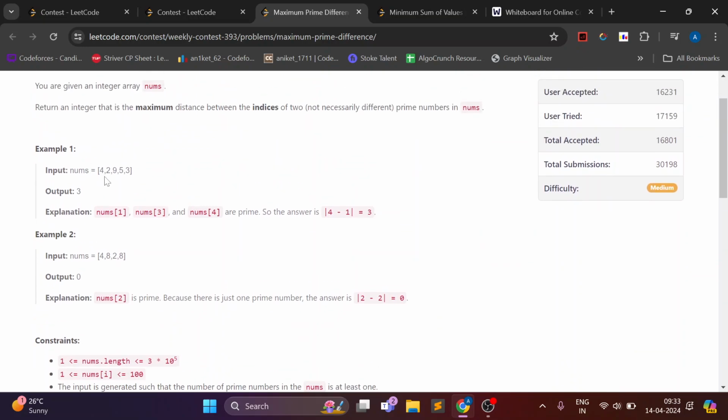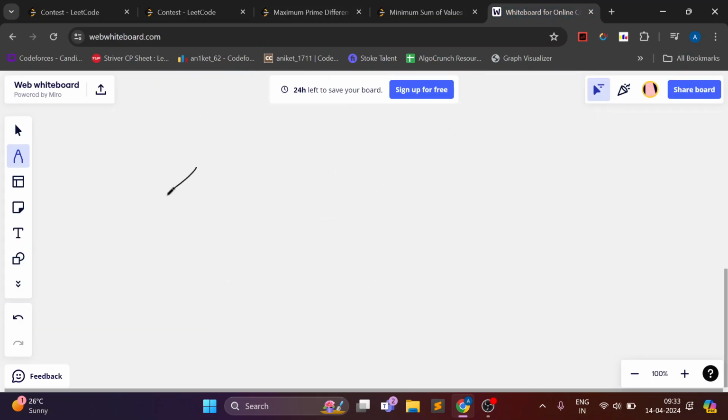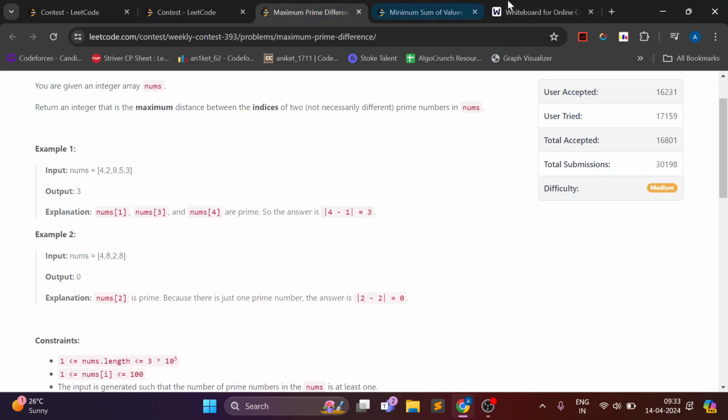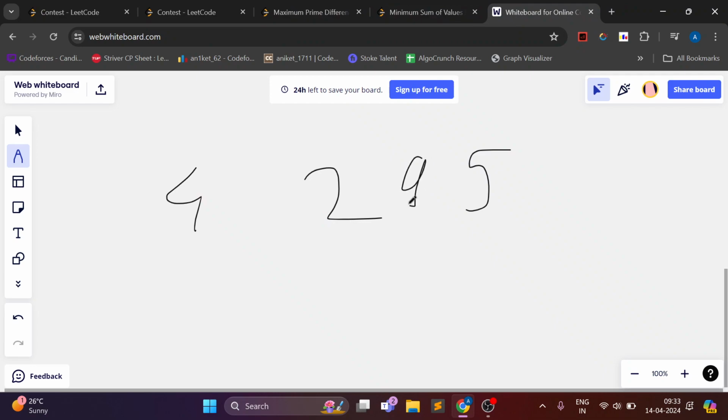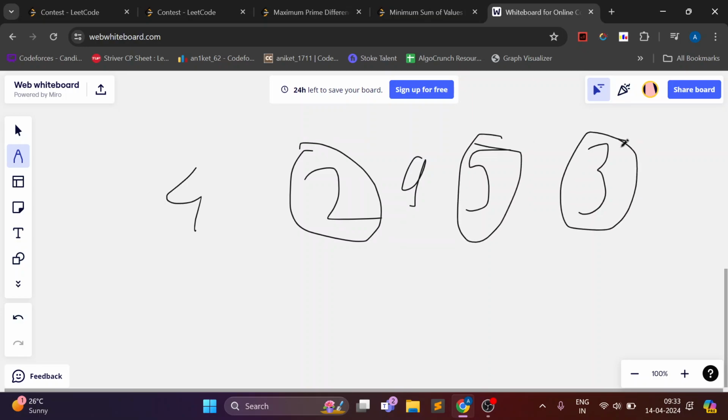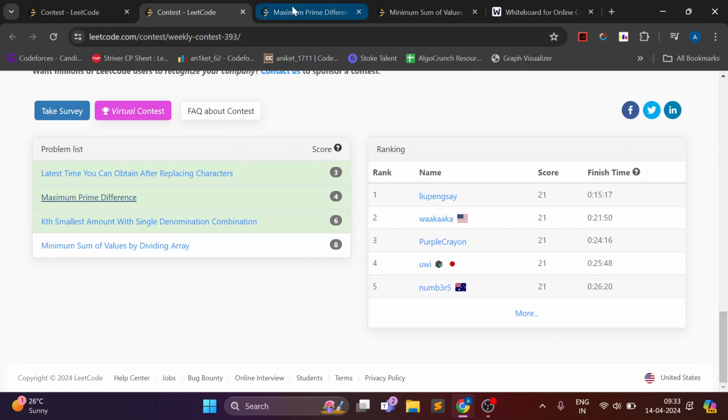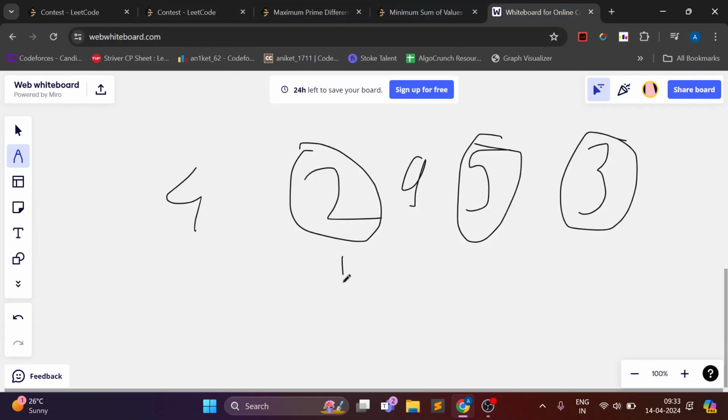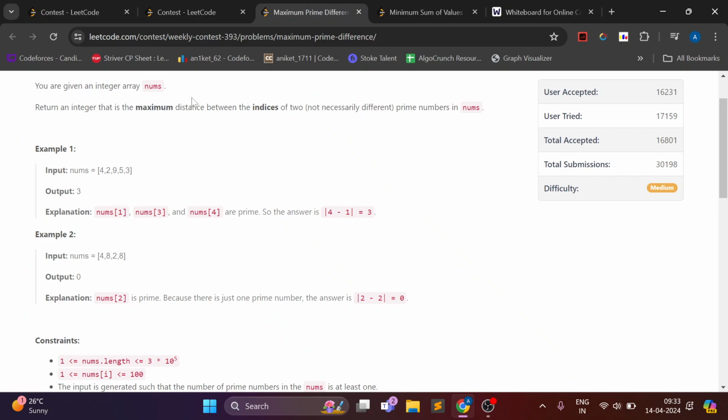For example, here in the array 4 2 5 9 5 3, what are the prime numbers? This is one of the prime numbers. Again 5 is a prime number and 3 is a prime number. So what will be the maximum difference between indices? It will be 1 and this 4. So 4 minus 1. So the answer here is 3.